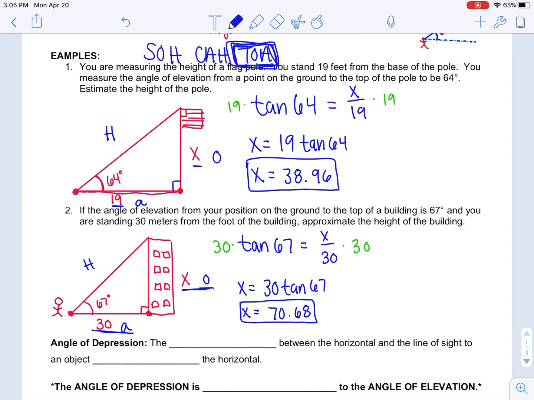These two examples just happen to both use tangent. That was just a coincidence. You could use any of the three trig functions, sine, cosine, or tangent.